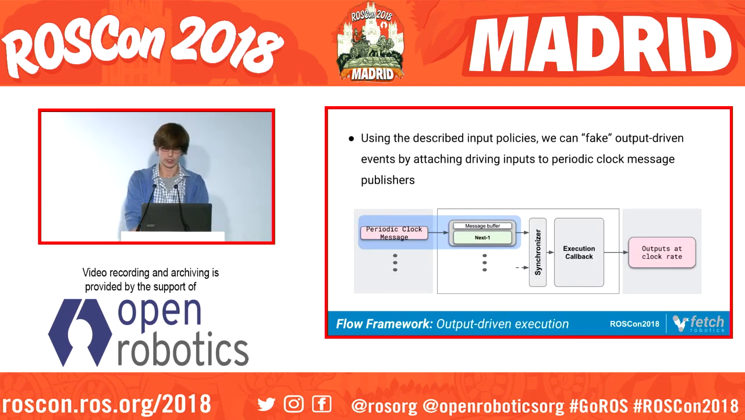As a little bit of an extension of this, we can somewhat fake output-driven events by pumping a periodic clock message into our driving input. So some other thread or another node can be producing this clock message. We'll capture it on our driving input, and then effectively we'll get outputs at roughly that rate.